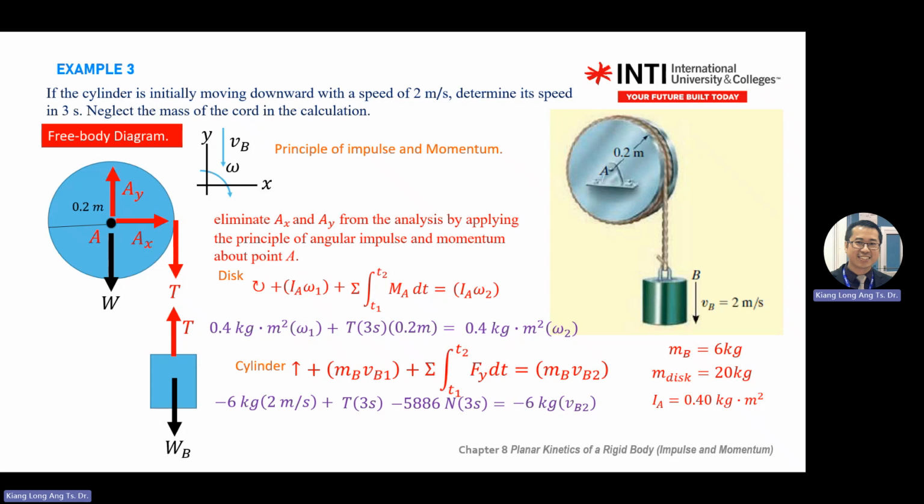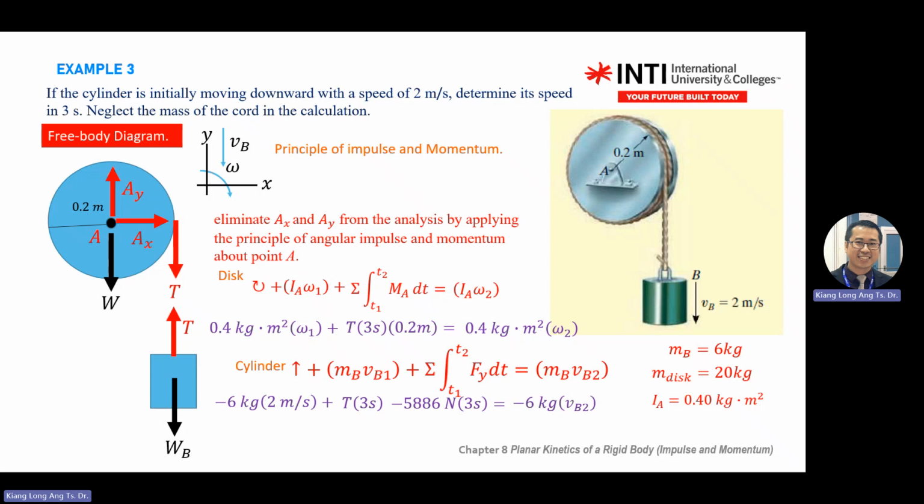Okay, 6. 600. How come 600? I think there's a decimal place wrong there. I think it should be 6. It should be 5.86, not 5886, because the mass of this drum is 6 kilogram.